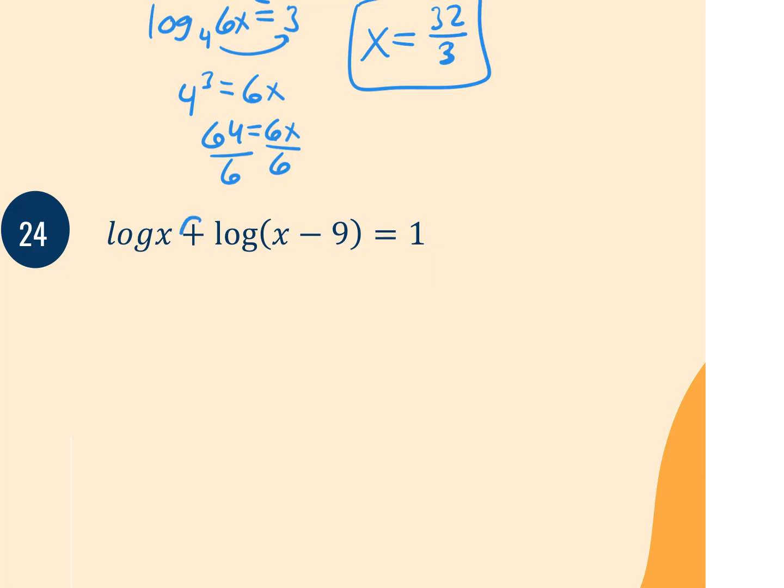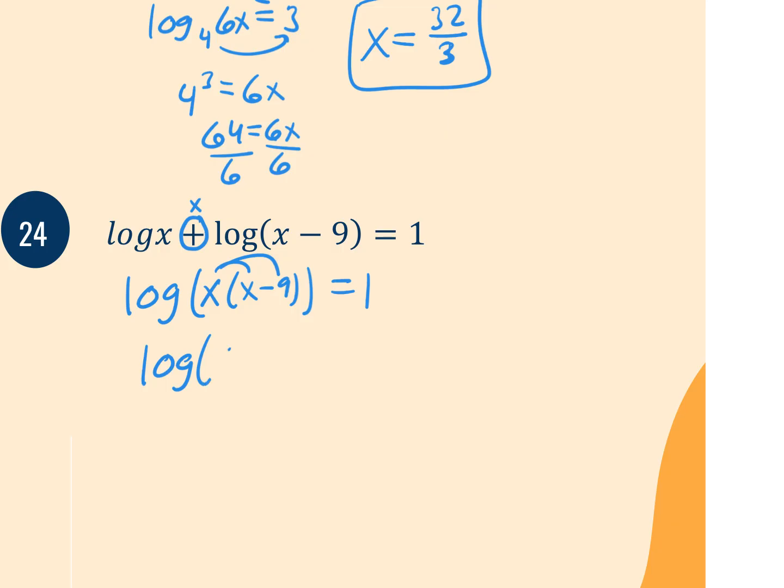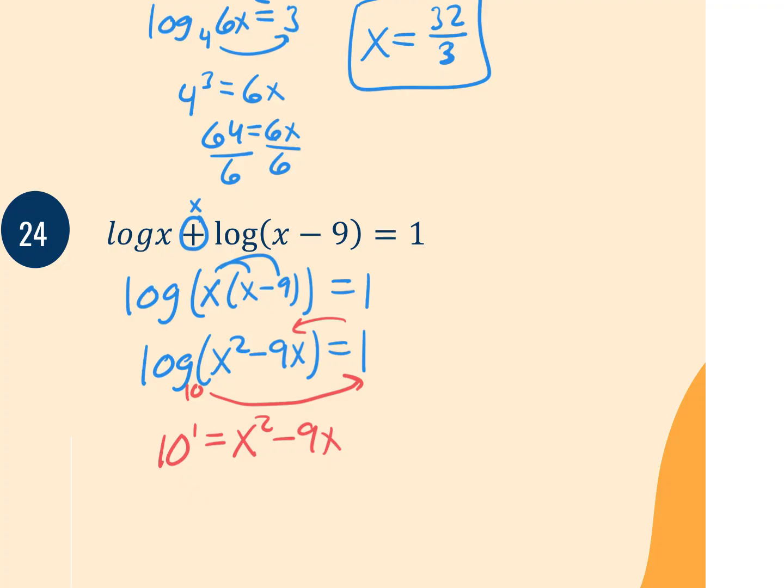Again, so what I'm going to do is I'm going to take that plus and turn it into a multiplication. This is going to become log of x times x minus 9 equals 1. And then you can distribute that x, and this is going to get us a log of x squared minus 9x equals 1. And then you can do the exact same thing. If you don't see a base, assume it's 10, and then you're going to convert it to exponential. So we get 10 to the first equals x squared minus 9x. But 10 to the first is just 10, so I'm going to erase. All right, it just becomes 10.